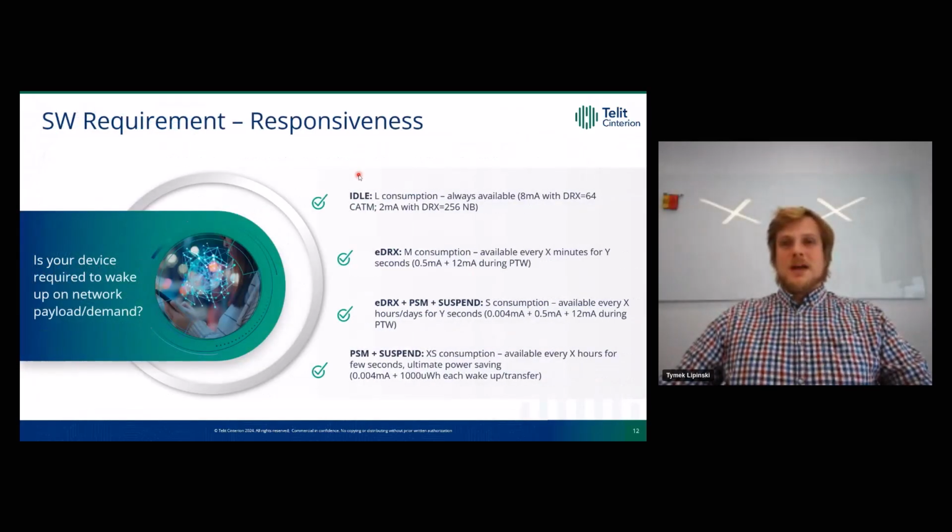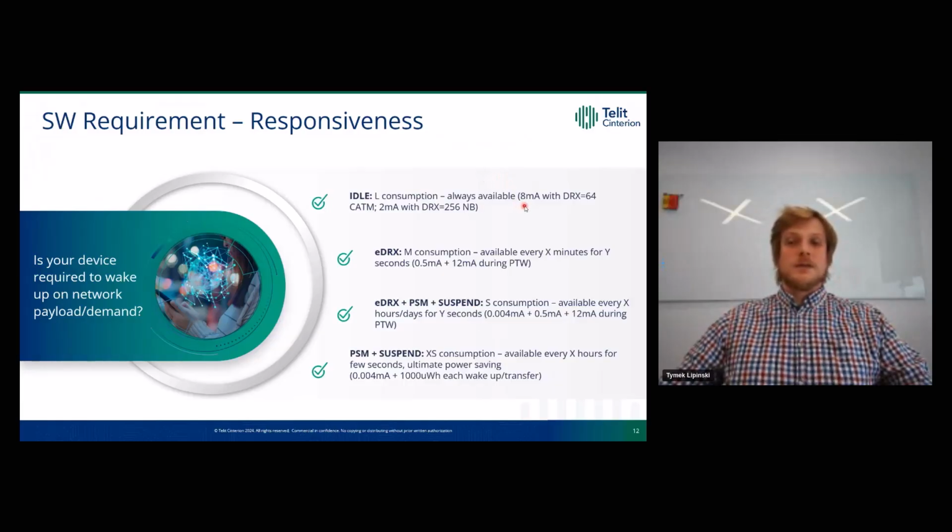Responsiveness of the system. We have idle. In idle, we have large current consumption. It means that the modem is always available for external signal, but it consumes roughly 8 milliamps in CAT-M with DRX 64 and 2 milliamps with DRX 2.56 seconds in NB-IoT. That has a significant impact on the responsiveness of the system. So always available, but consuming power because we are actively listening.